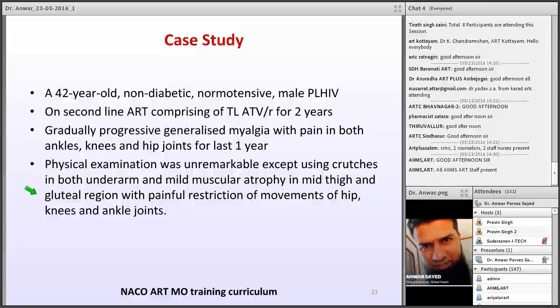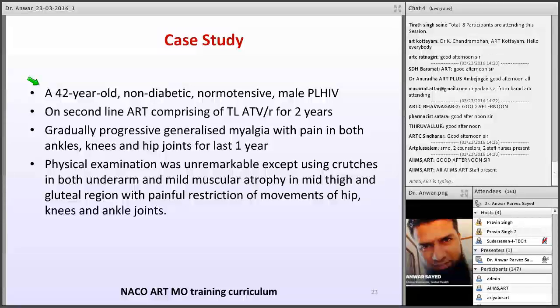Here is a case study. Many of you might have seen this case study during the NACO MO trainings, but it will be worthwhile to go through it again and again. This was from the STM Calcutta, and it is being used in NACO MO training curriculum.